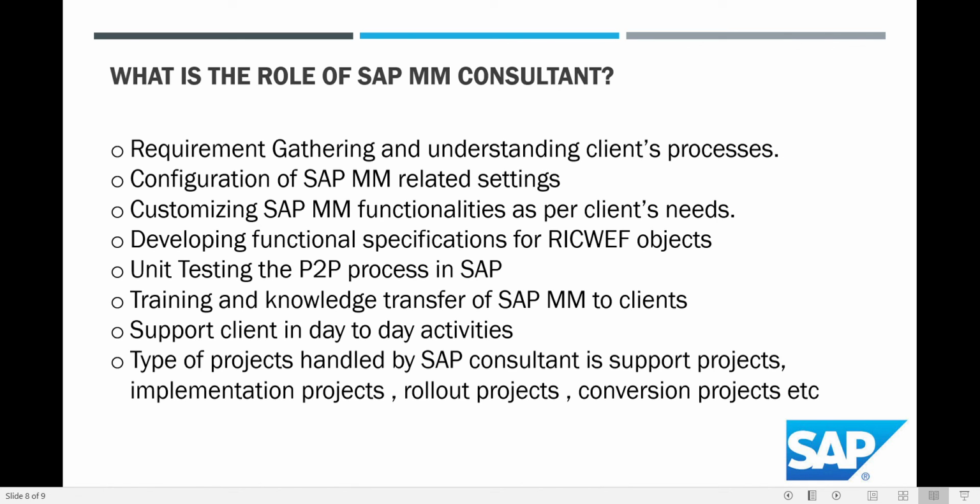A support project is where no new plant is being added, but we have to support the client in our day-to-day activities. And then there are conversion projects. Conversion projects come into the picture when we have to convert our older systems, for example from ECC to S4. That is called the S4 conversion project. These are the four major types of projects that as a SAP MM consultant we have to handle. During the course curriculum, we will discuss all of these in great detail, along with the whole SAP MM curriculum.